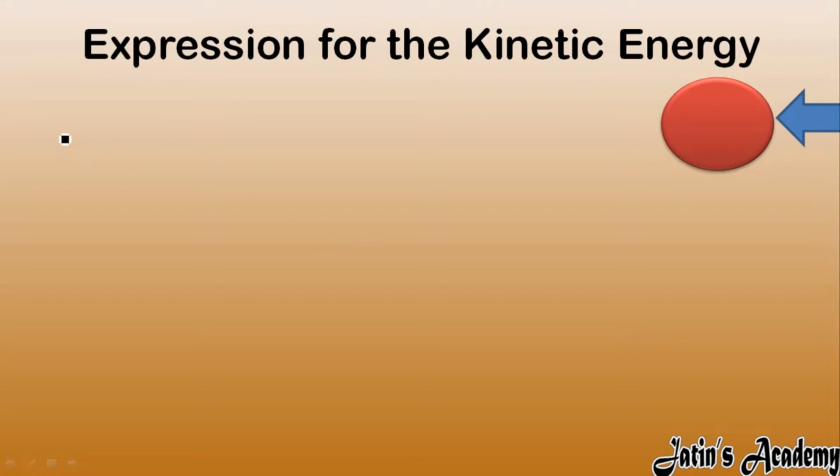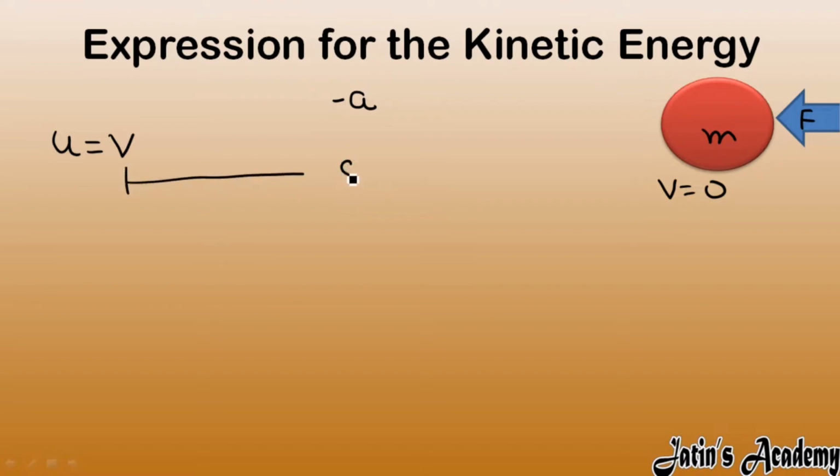So initially this body has some initial velocity v, the final velocity of this body is 0, it has some mass and is stopped by some retarding force. So the acceleration in this case is actually a retardation, a negative acceleration is produced, and the displacement covered by the body is s. Now we have to derive the expression of kinetic energy. Before that we should know what kinetic energy is.